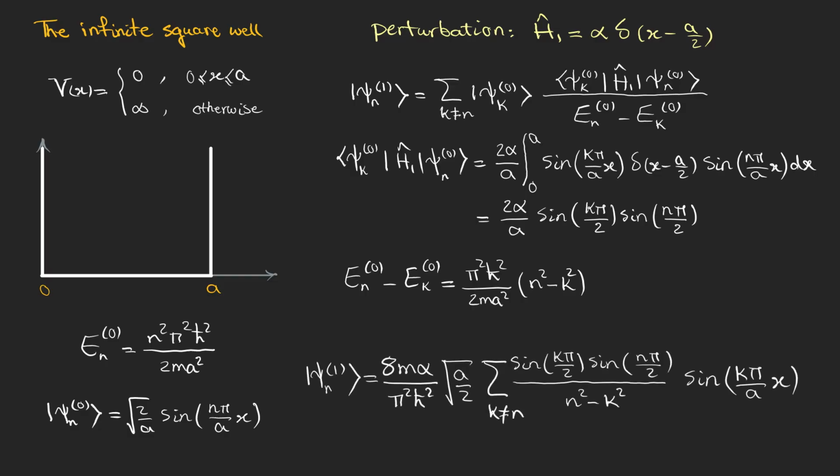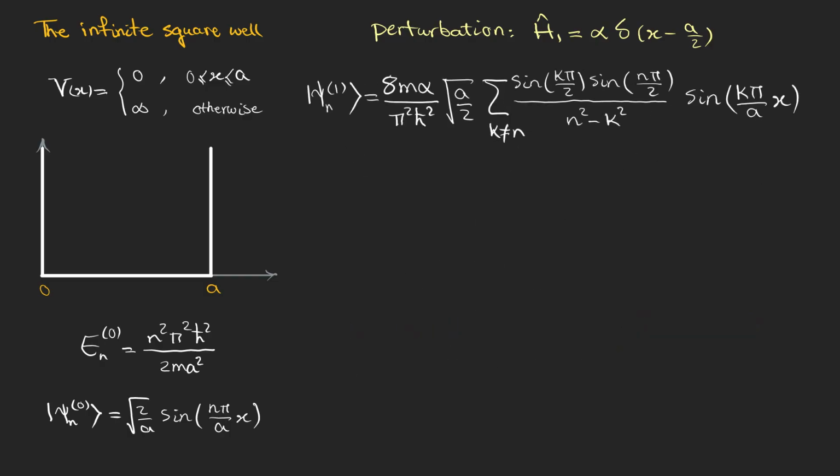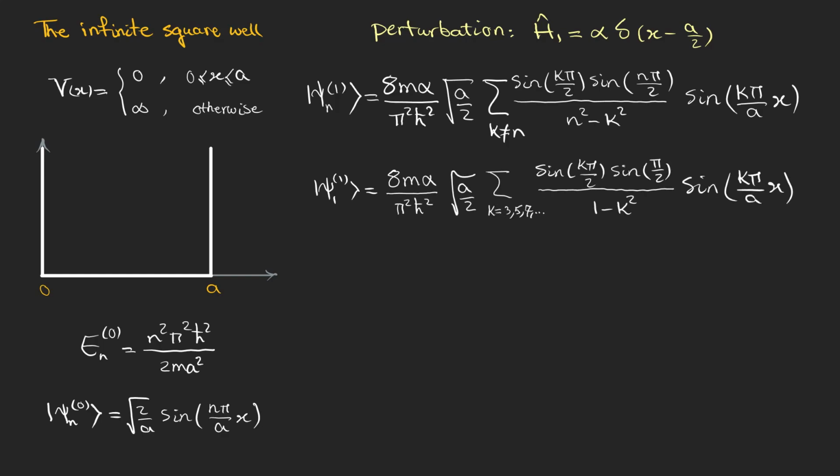And finally, using all these expressions, this is the expression we have found for the first order correction of the eigenstates. This function is 0 for even n's and also when k is even. So it is only non-zero when both k and n are odd. Let's use it to find the eigenstates for when n is equal to 1. If n is equal to 1, n squared in the denominator becomes 1, and the possible values for k are all the odd numbers except 1.